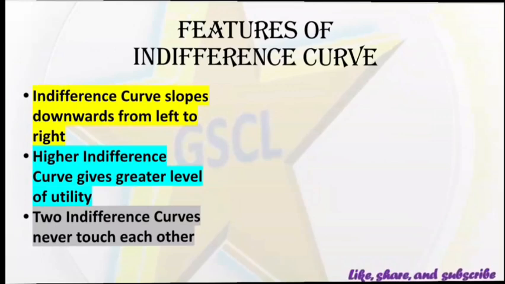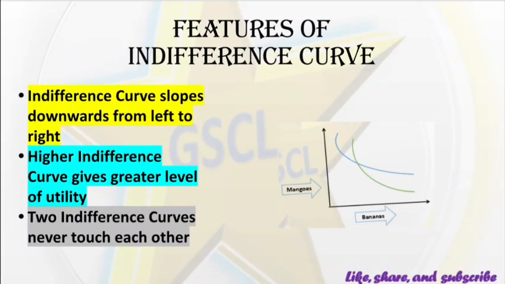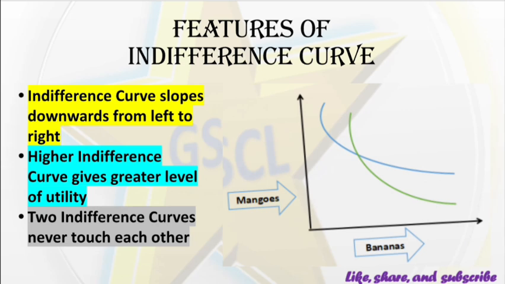The third feature of the indifference curve is that two indifference curves never touch each other. That is, the situation wherein one indifference curve crosses the other never happens. If overlapping occurs, it leads to confusion in the interpretation regarding the consumer's satisfaction.